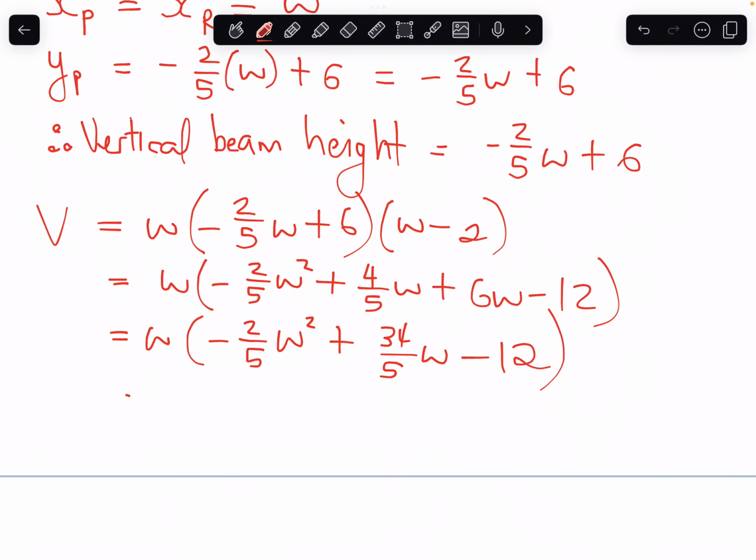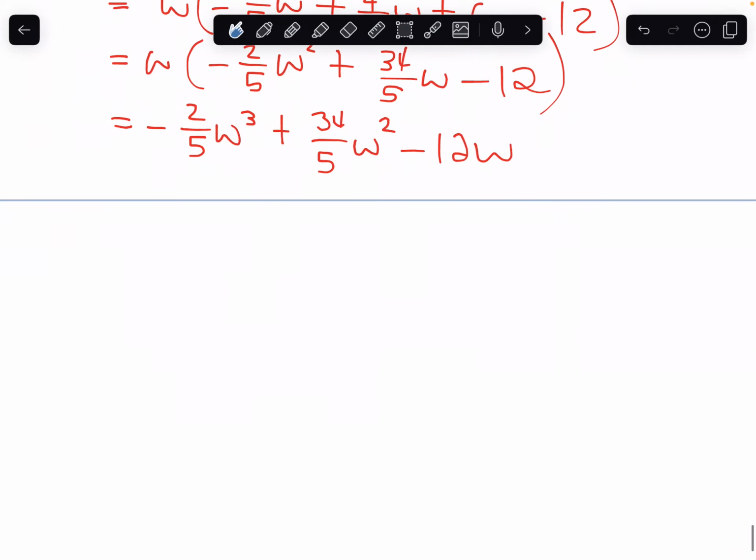Okay, and if we times that out, we get negative 2/5 w cubed plus 34 over 5 w squared minus 12 w. So that is the volume in terms of whatever width we choose, and we want to see when we're going to have a maximum volume.